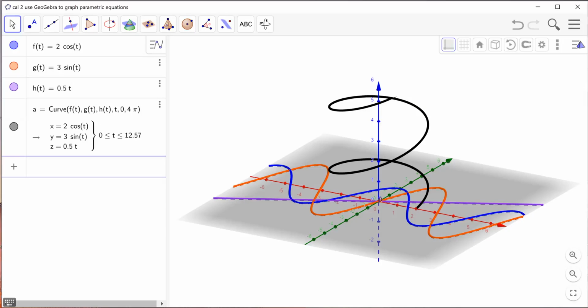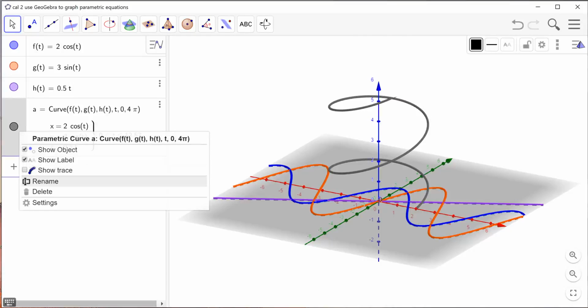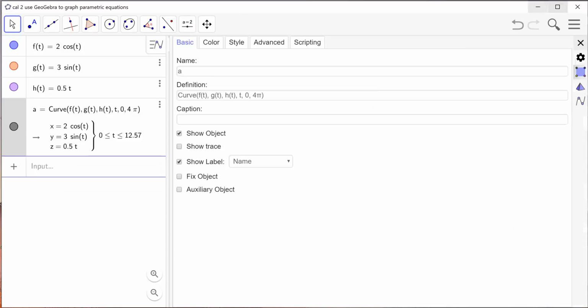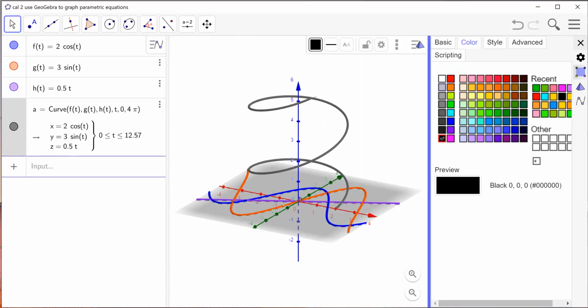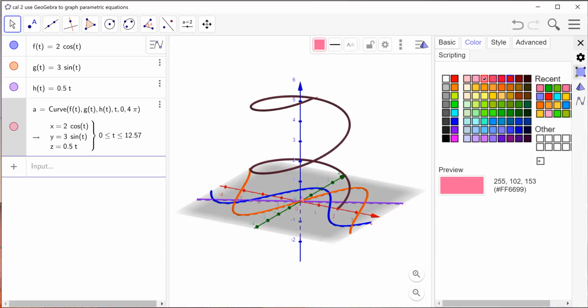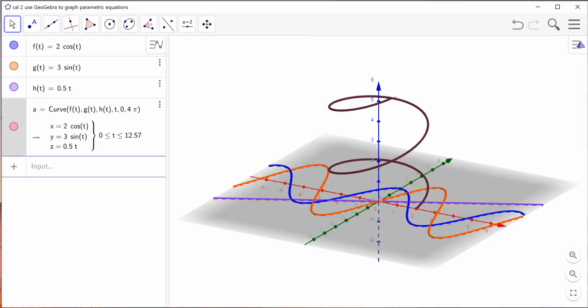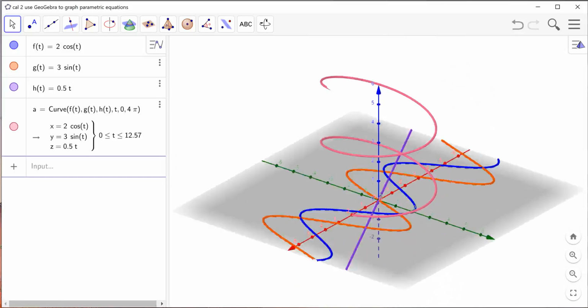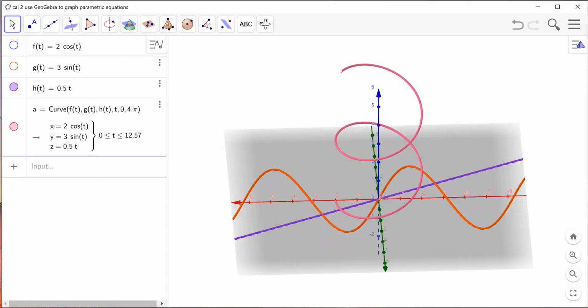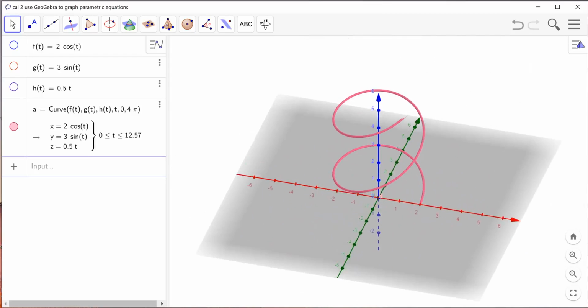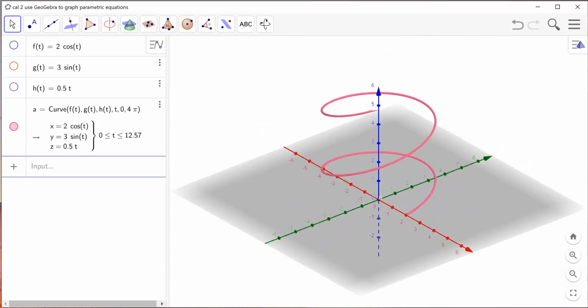We can always right click and choose the settings to change the color. How about pink? My daughter loves pink. And we can move this around and see it. I can also deselect those functions, and then you can see this is the 3D curve we get.